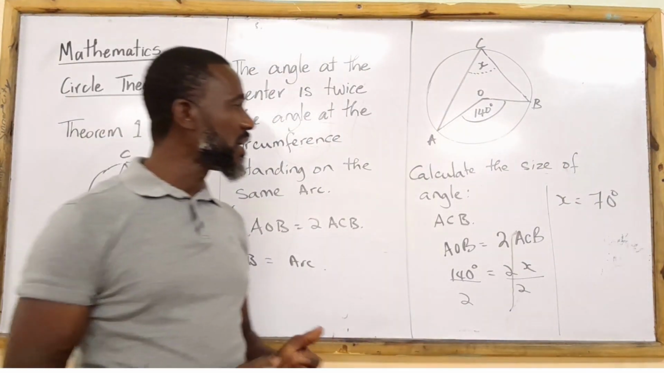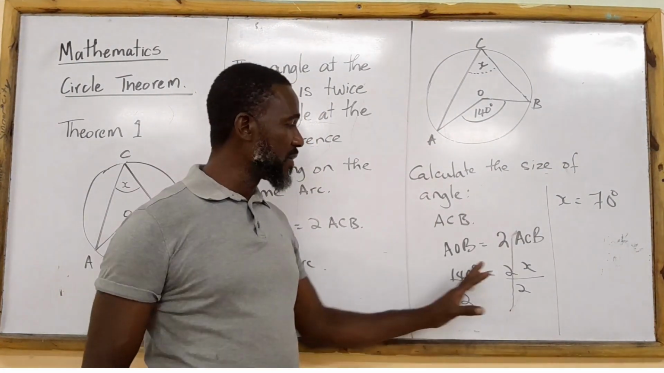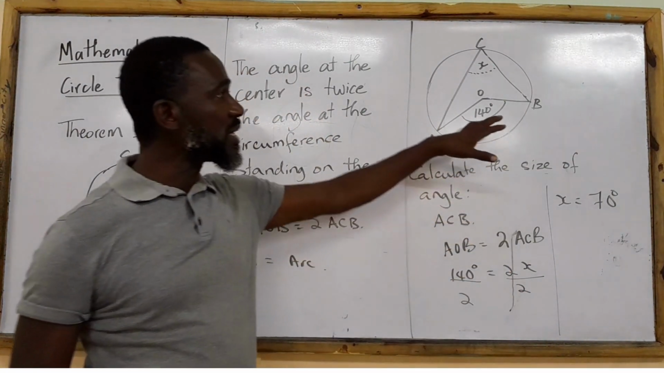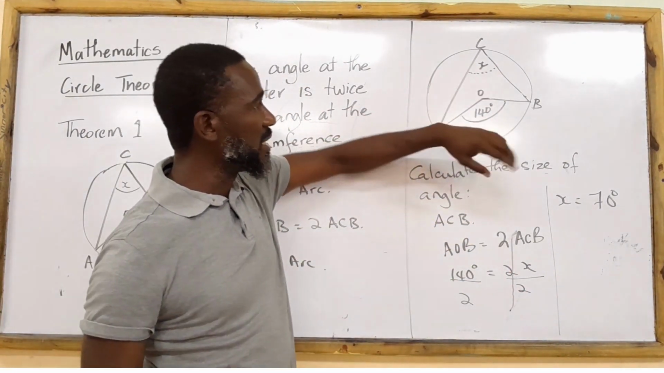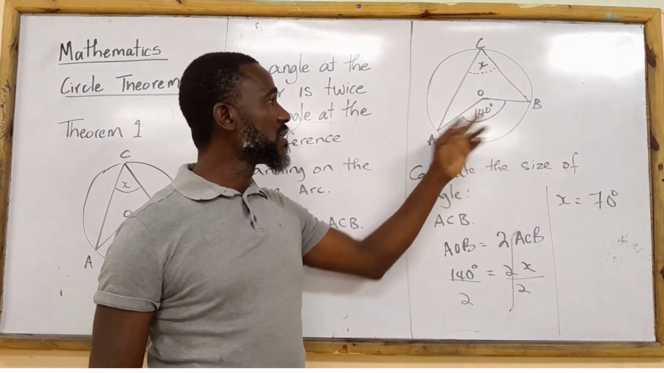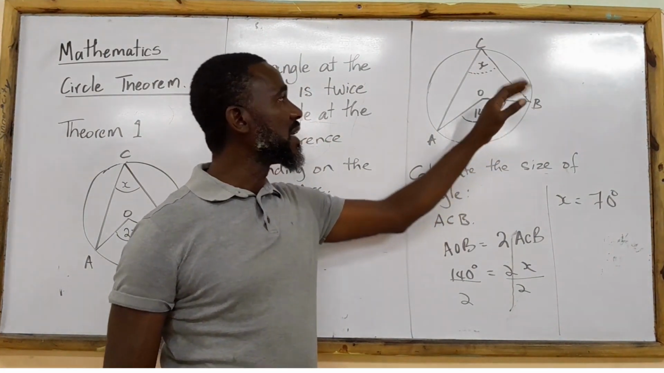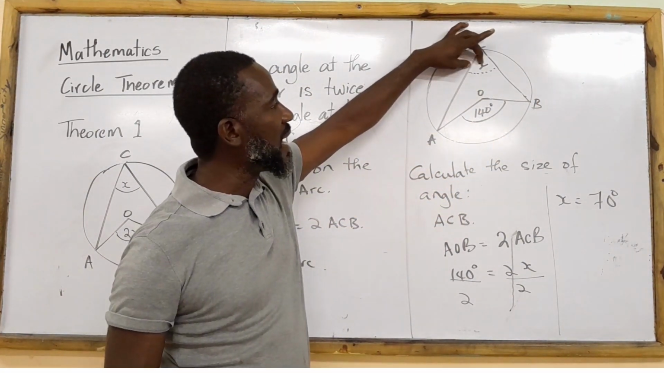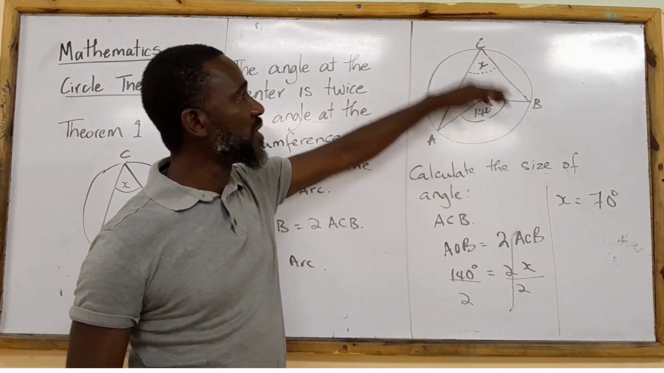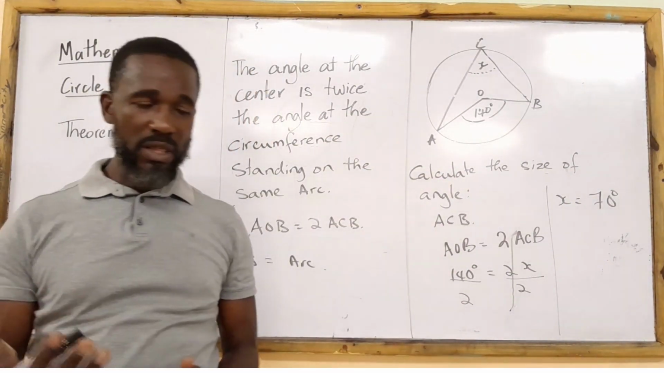Now, I know you are good at division, so we don't necessarily have to do this. Once you recognize that the angle at the center is always twice the angle at the circumference standing on the same arc, then if this is 140 degrees, this angle is going to be half of this angle here. Therefore, half of 140 is equal to 70. So that's one theorem.